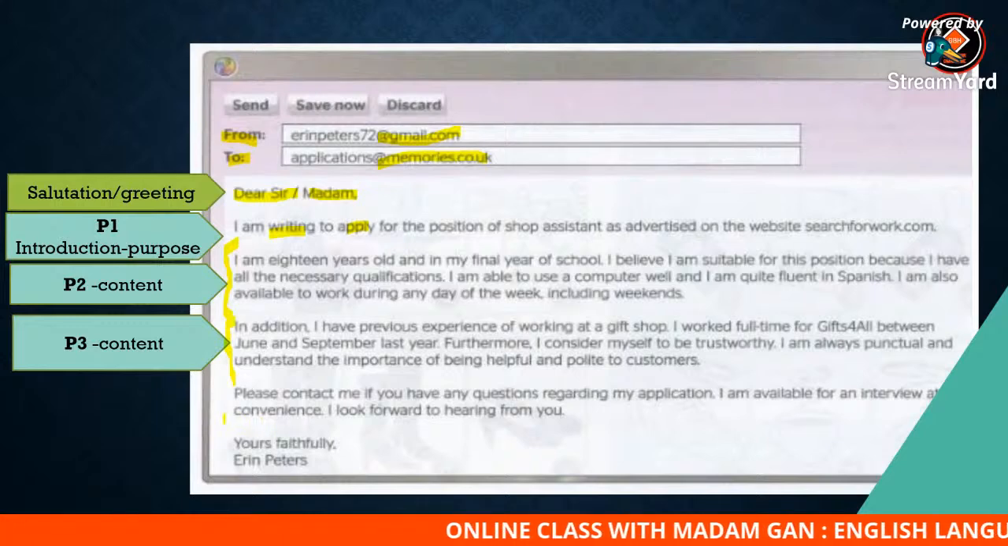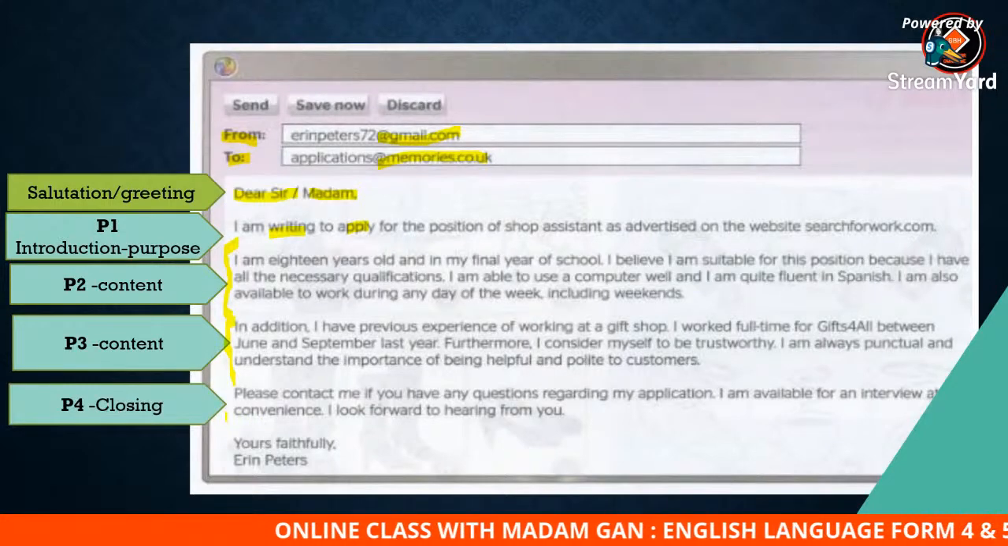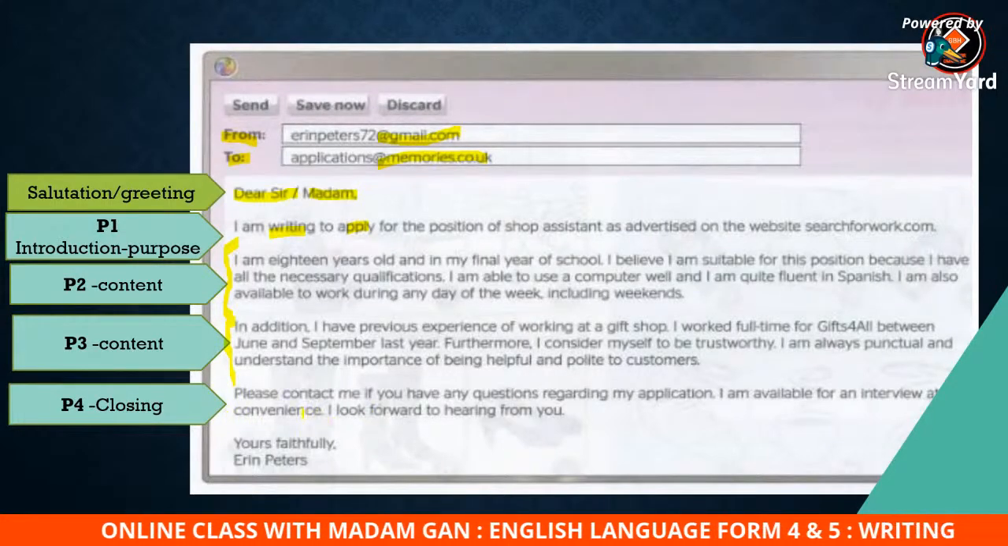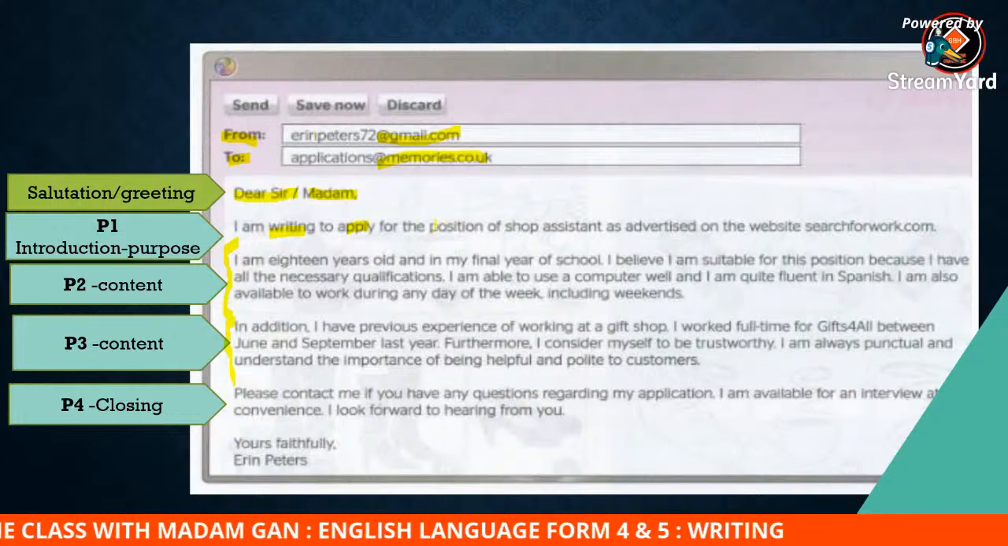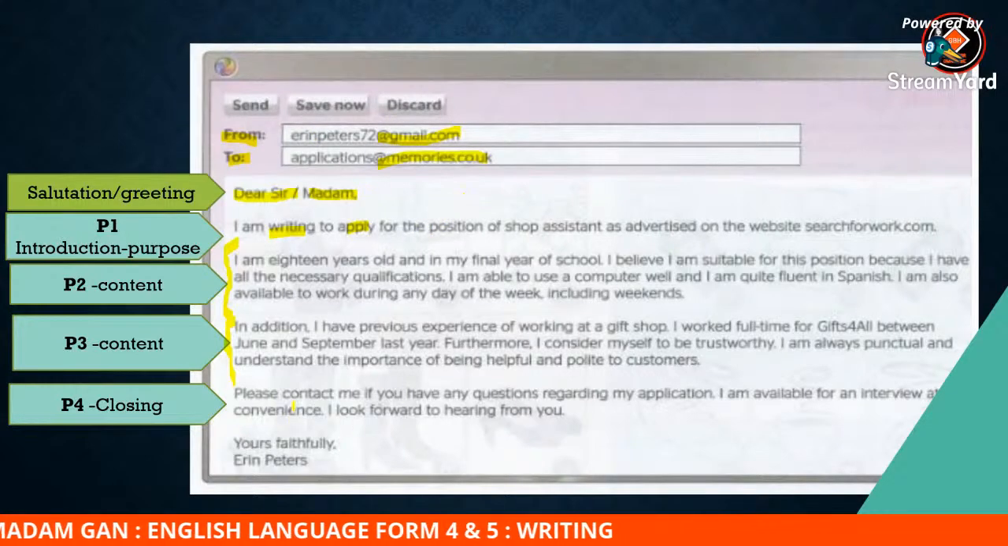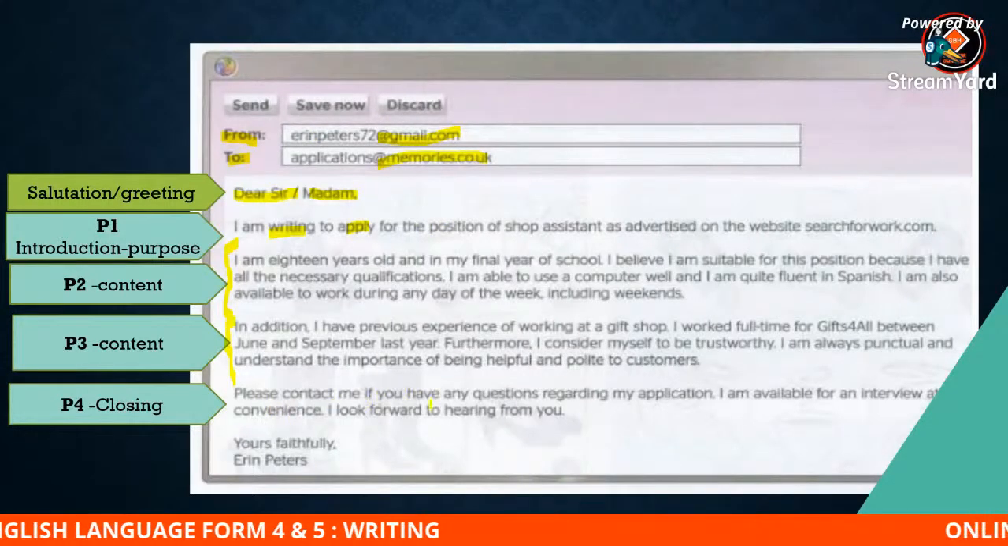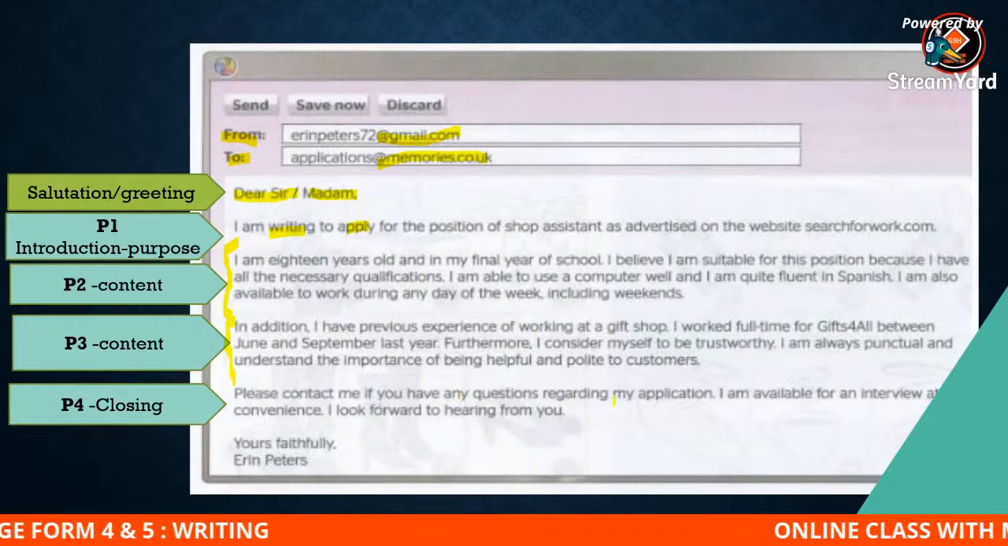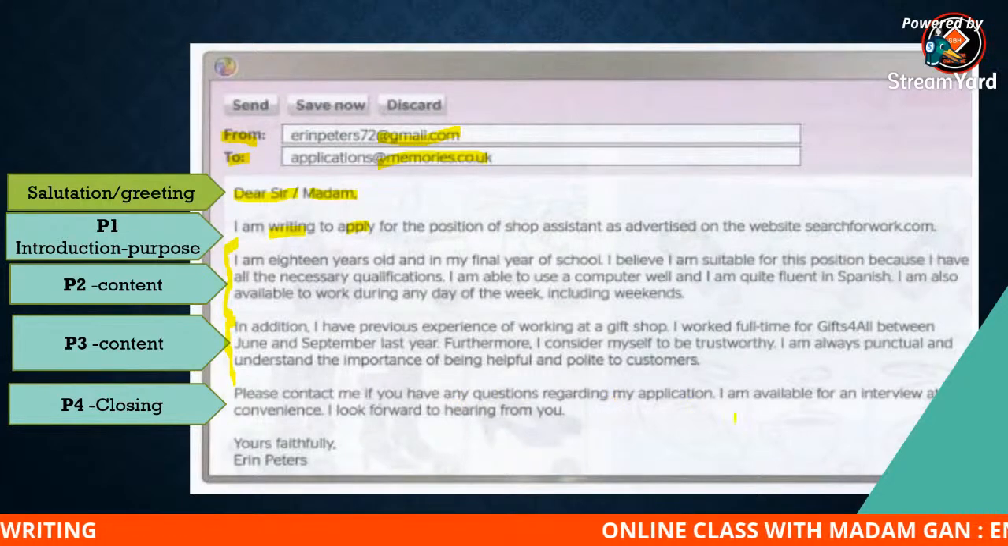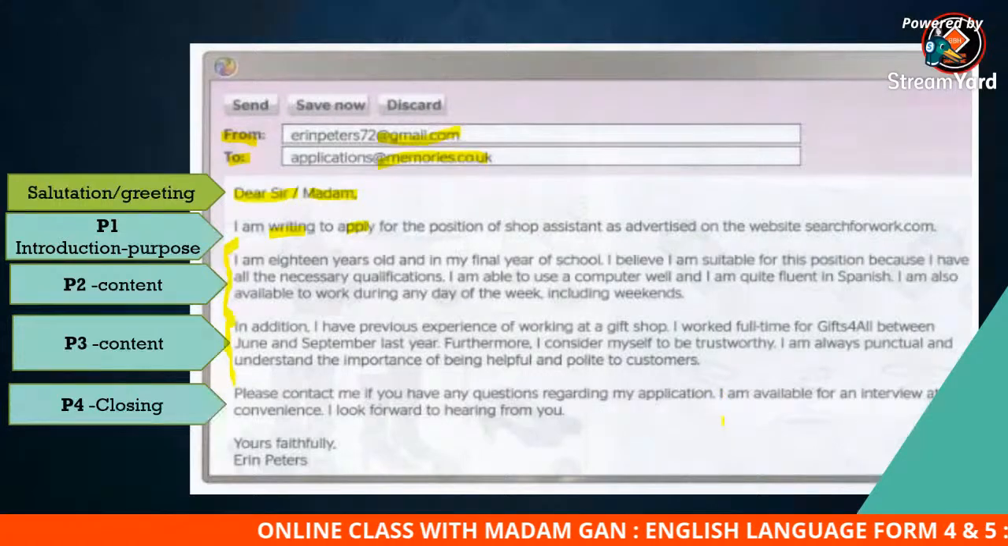Then the last part, which is paragraph 4, the closing. Please remember that you have to write in about 80 words for the first part. Please contact me if you have any questions regarding my application. I am available, so you can't write I'm available, okay?